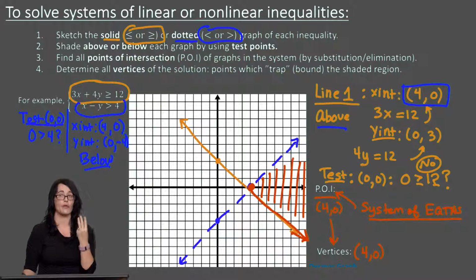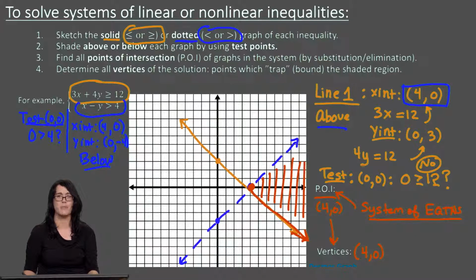But had there been a third constraint, like the line x equals 5, the vertical line x equals 5, it would have crossed the other two lines in two spaces, meaning we would have had two other points of intersections, which are in fact vertices. So we'd have to solve for those as well. All right, so this is this example.